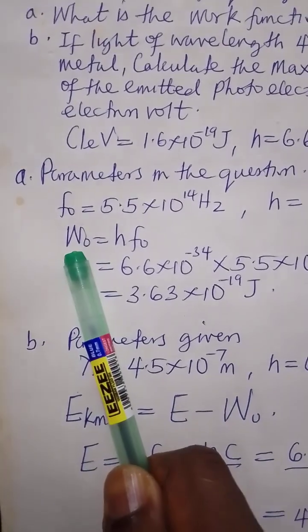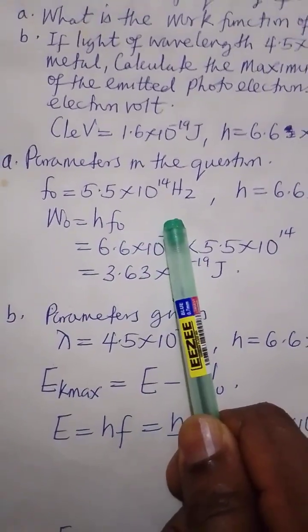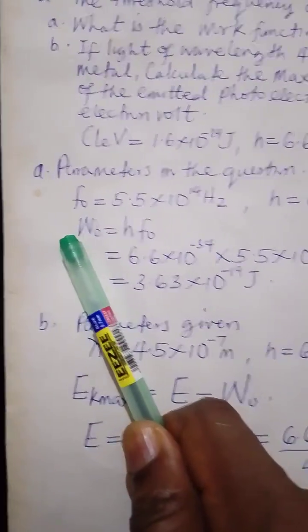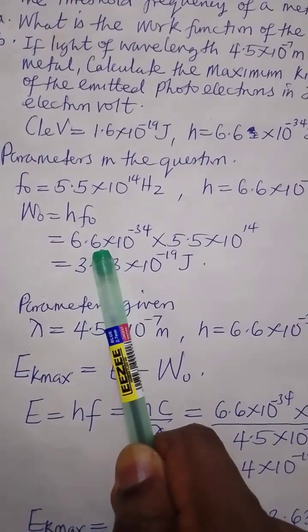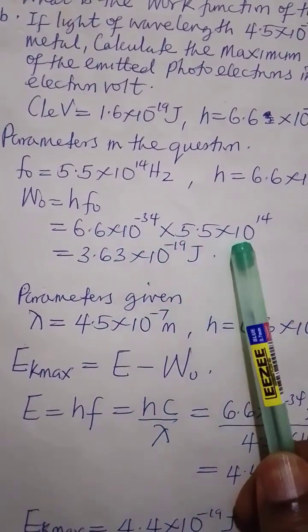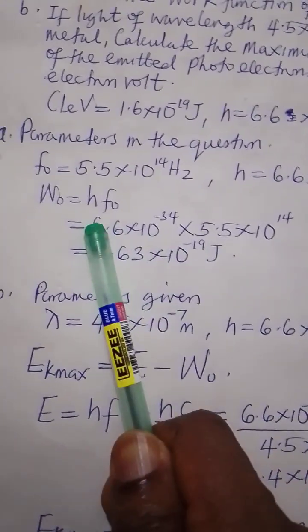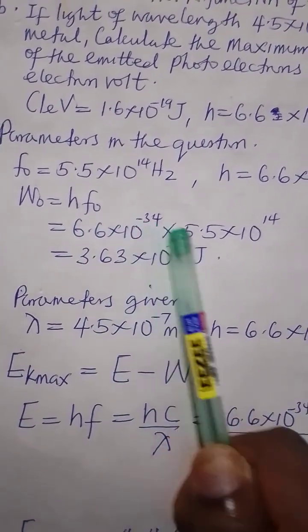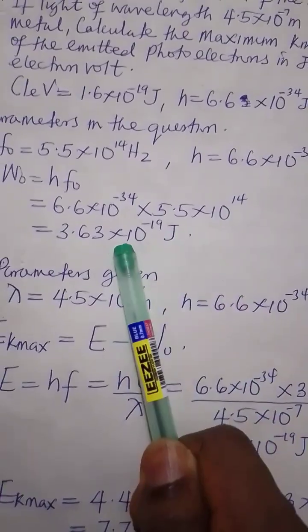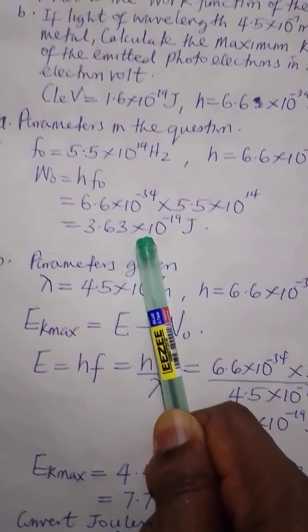So W naught is HF naught. W naught is the work function. And so if we multiply Planck's constant by the threshold frequency, that gives us the work function.